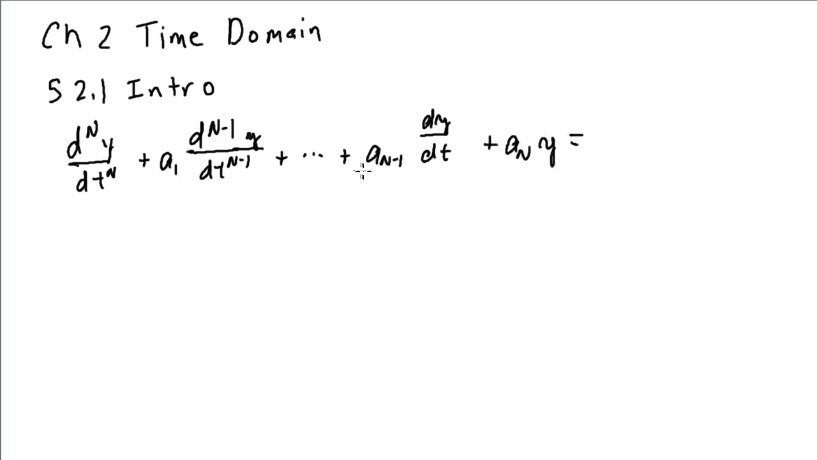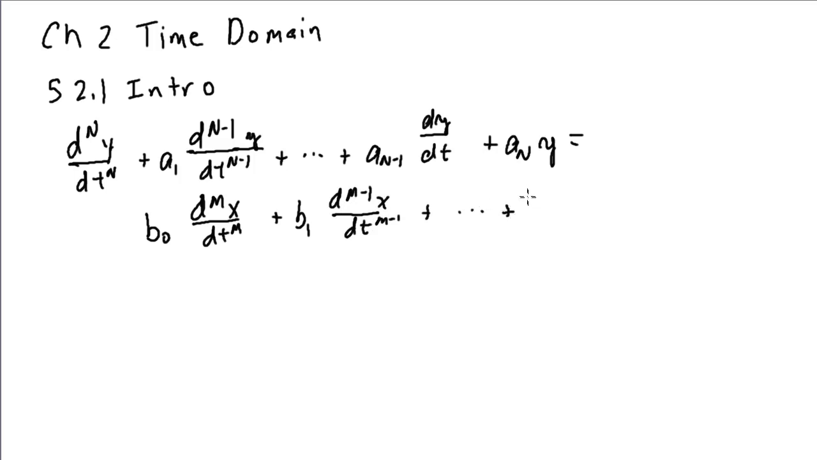So in this general case, we allow the differential equation to have up to capital N derivatives of y, and then for the input, the highest order derivative is capital M, the Mth derivative with respect to t of x, and then the derivative of x with respect to t, and we can have various constants here, down to b_{M-1} dx/dt, and then finally plus b_M x of t. This is a fairly general equation.